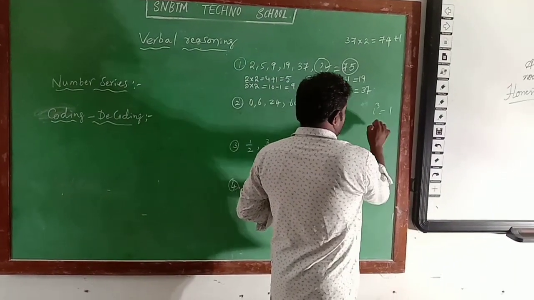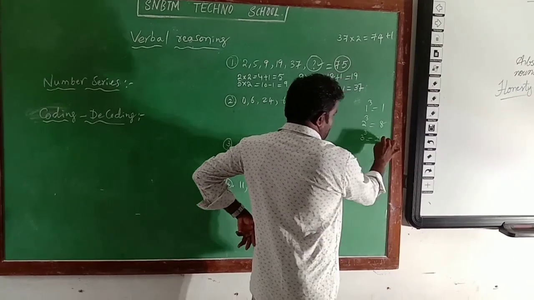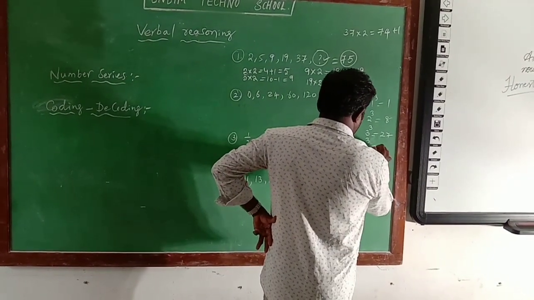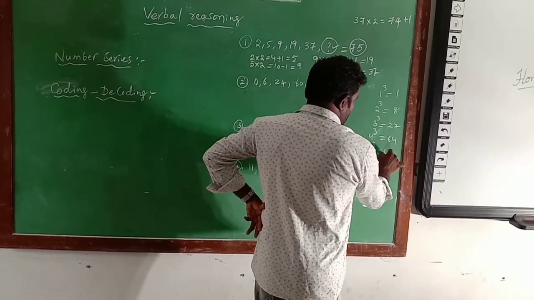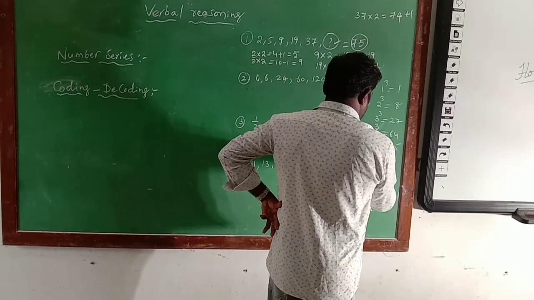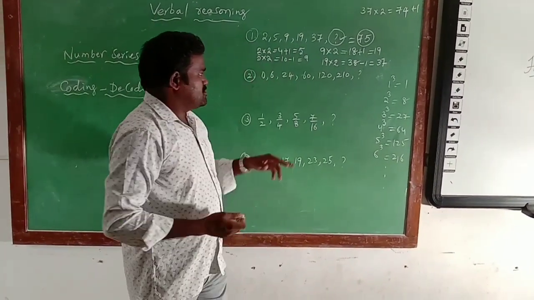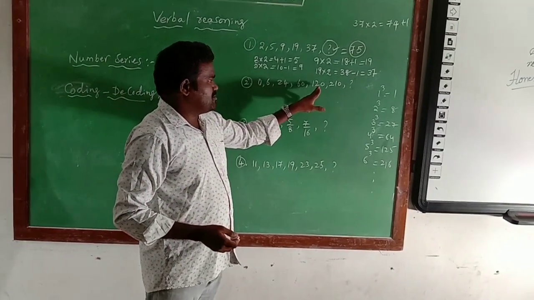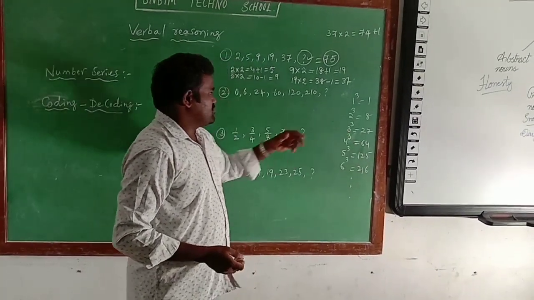1 cube is 1. 2 cube is 8. 3 cube is 27. 4 cube is 64. 5 cube is 125. So 6 cube is 216. Like that, these are all cube numbers. Once observe this question: 0, 6, 24, 60, 120, 210 are the nearest numbers of the cube numbers.